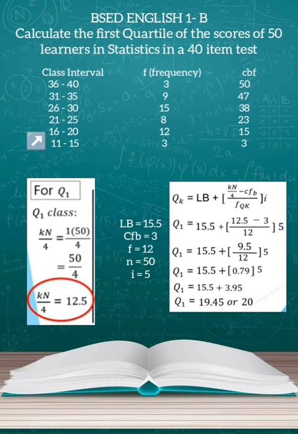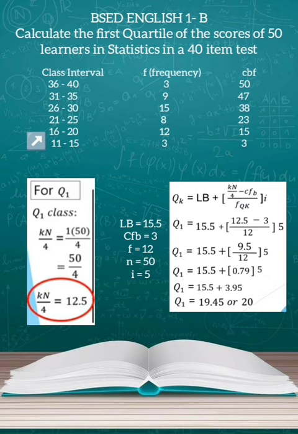12. Kth quartile is equal to lower boundary plus kn over 4 minus the cumulative frequency before, over frequency of the kth quartile, times I, and first quartile is equal to 15.5 plus 12.5 minus 3 over 12 times 5. First quartile is equal to 15.5 plus 9.5 over 12 times 5.